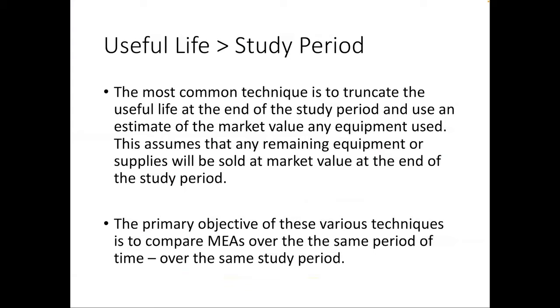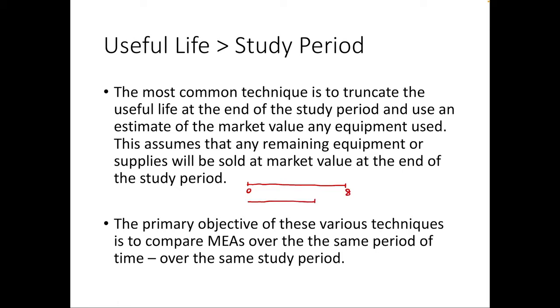So a more complicated case will be when the useful life is bigger than the study period. If the useful life of an item, of equipment, or of an option is bigger than your study period, what can you do? The most common technique is to truncate the useful life at the end of the study period and use an estimate of the market value of any equipment used. This assumes that any remaining equipment or supplies will be sold at market value at the end of the study period.